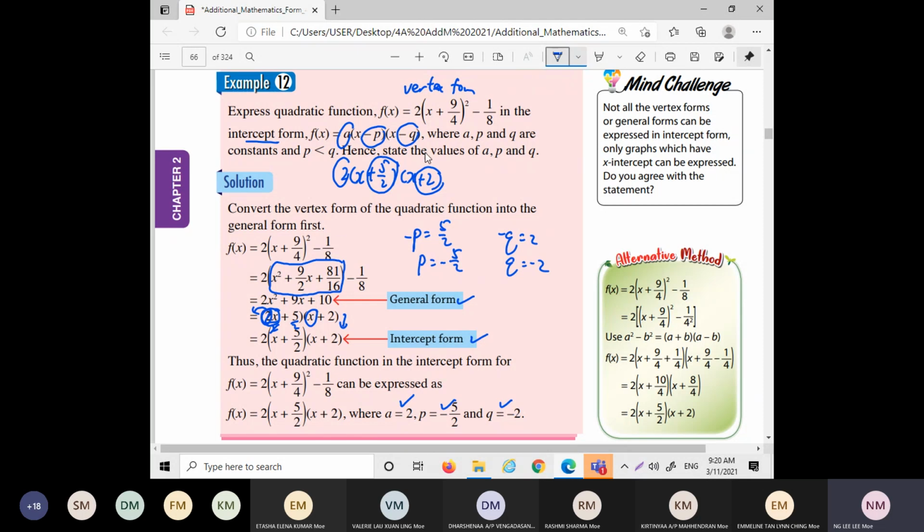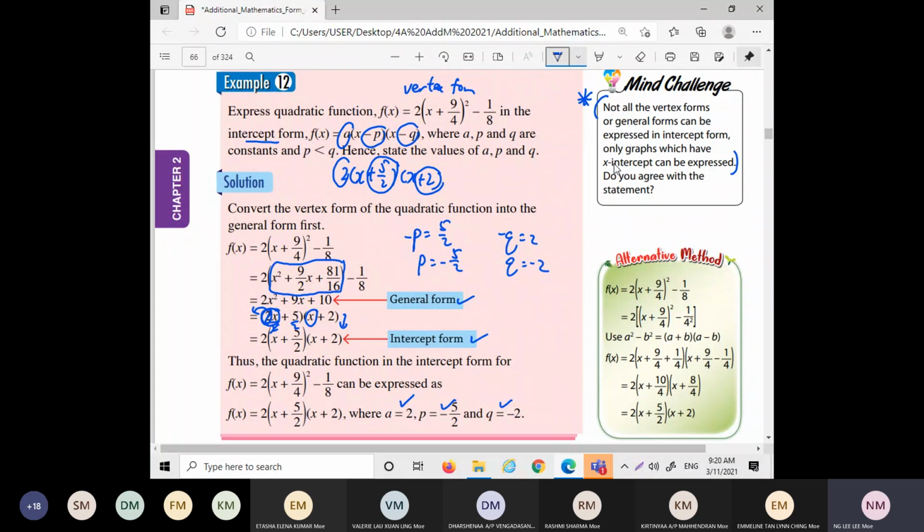Okay, and then this one actually is a question. Do you agree with this statement? Actually you have to agree, this is a correct statement. So you may copy this. Not all the vertex form or general form can be expressed in intercept form. Only graph which have x-intercept can be expressed.